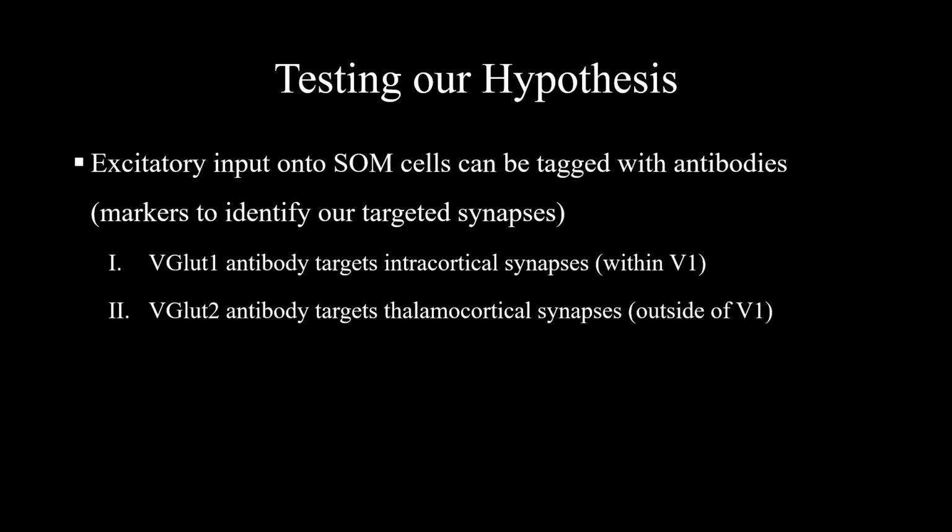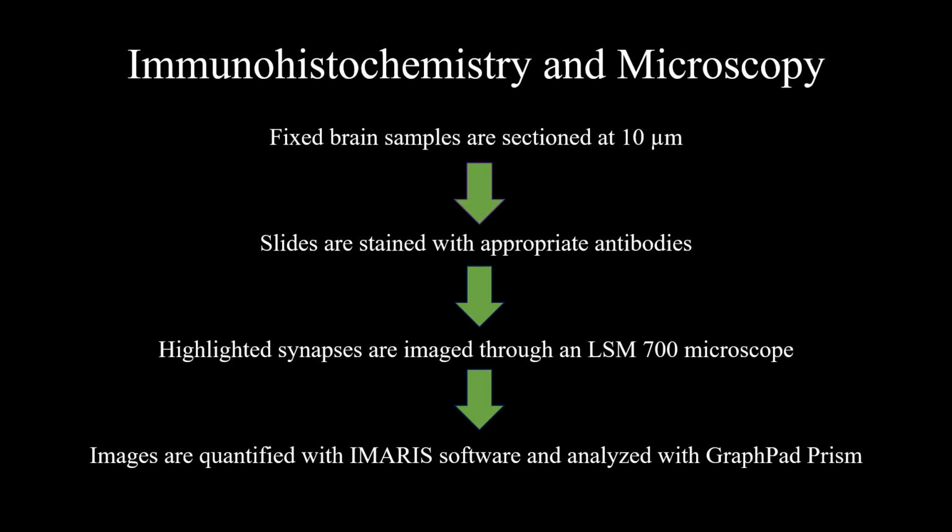So we don't get an exact idea of where these synapses are coming from, but we do know that it could be either from the somatosensory cortex or the auditory cortex, because it's coming from the thalamus, and that's where they kind of link at. So the methods that we go through are immunohistochemistry and microscopy.